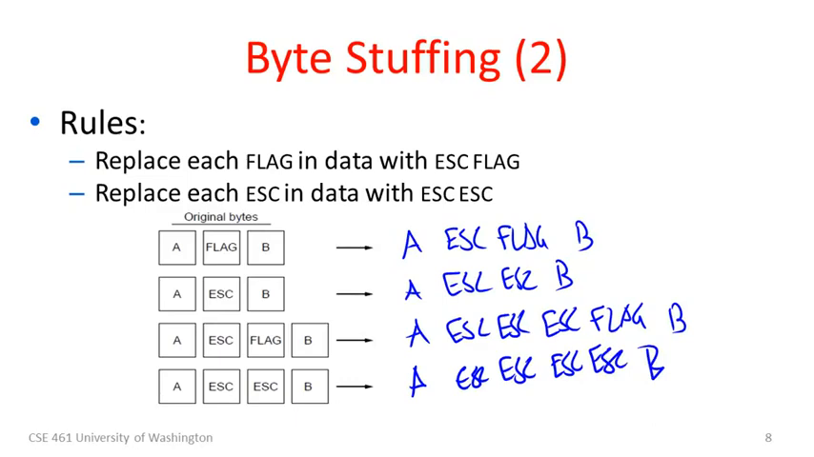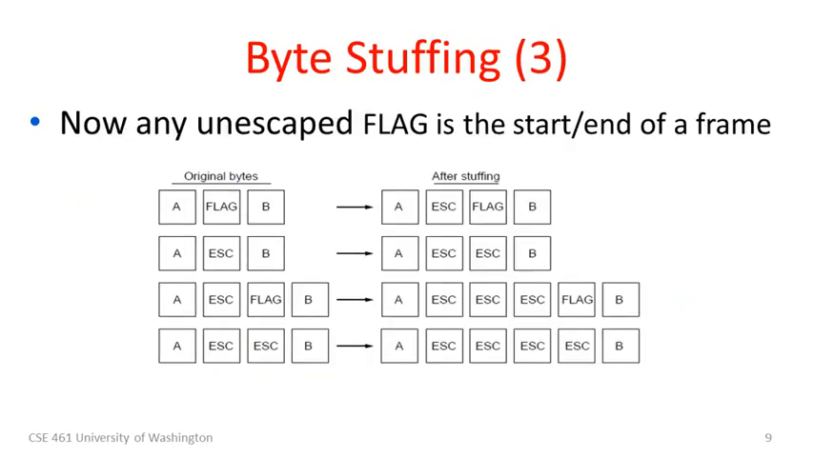And the receiver is going to apply the same rules in the other direction. Whenever it sees an escape in the data, it's going to take it out and replace it with the following character. If we use this scheme, it has the virtue that any unescaped flag is now the start or end of a frame. So we can use this method to quickly resynchronize if there's ever any error to find the start of frames. All we have to do is look for that unescaped flag, which doesn't exist here. You can see all of the flags are actually escaped, so they're not real.